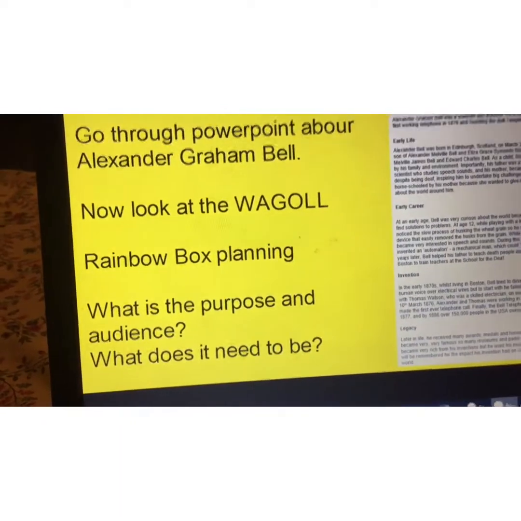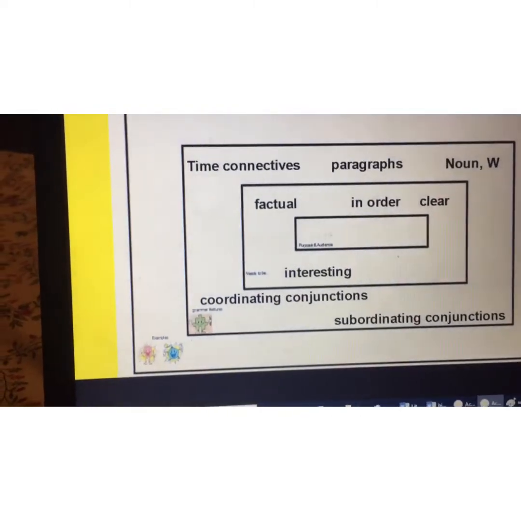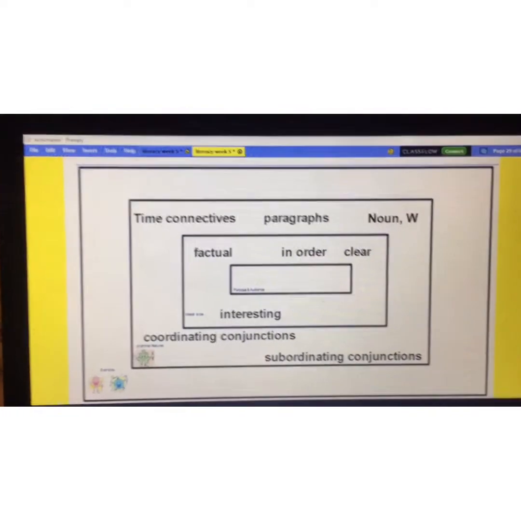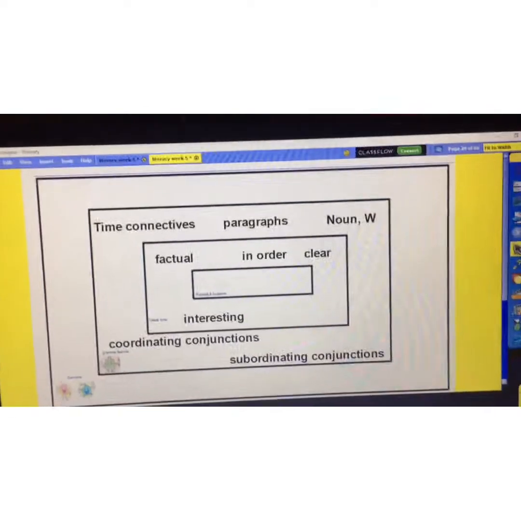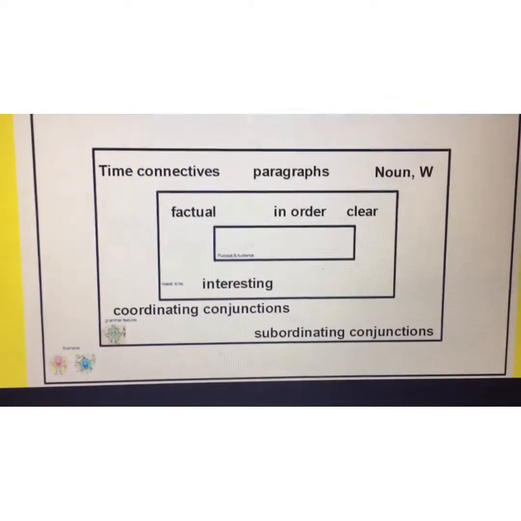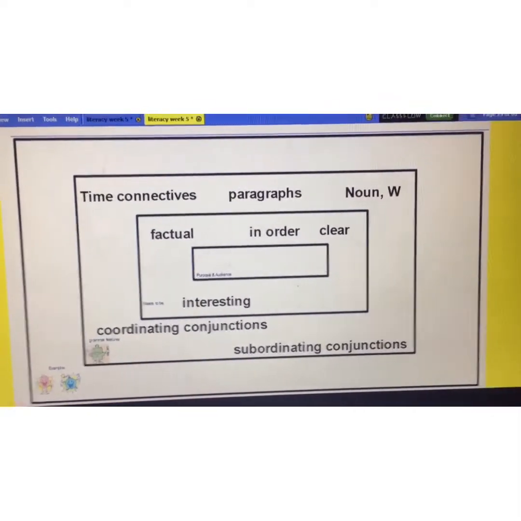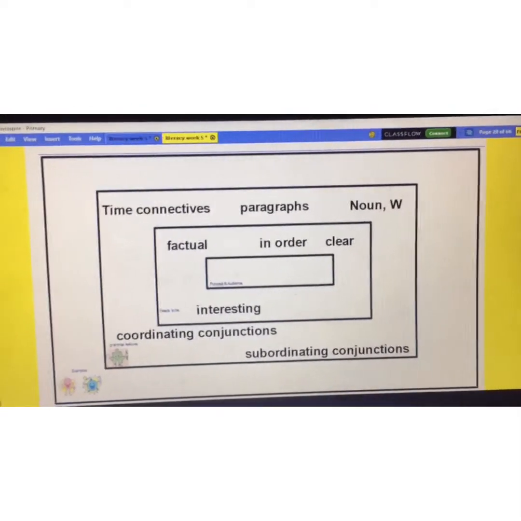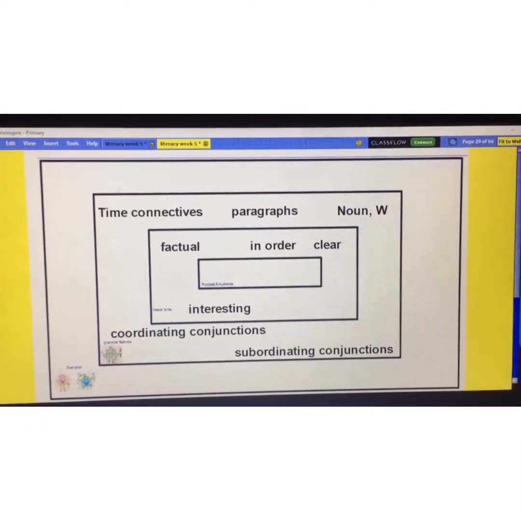So what we're going to talk about just for a few moments is we are going to have a little look at our rainbow box planning. Now you will have seen this before. This is what we do when we're looking at a text. The first thing that we look at is the purpose and audience. Now I haven't written anything in there because I want us to have a little think about that.